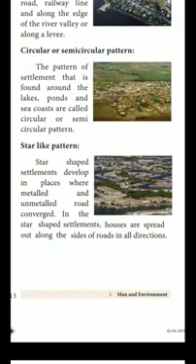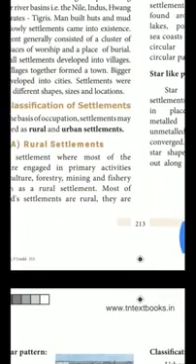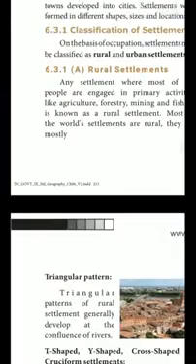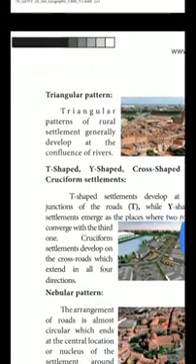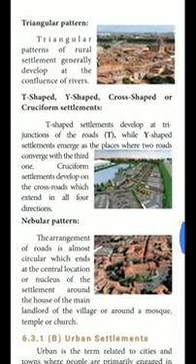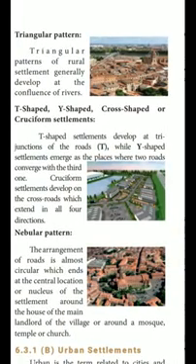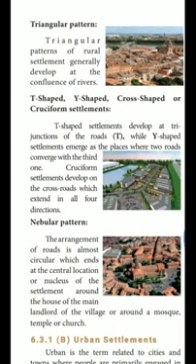Okay. So already I learned rectangular pattern, linear pattern, circular or semicircular pattern, star-like pattern, and next one, triangular pattern. What do you know about this triangular pattern? From this picture itself, you can understand it is in triangle shape. The triangular pattern of rural settlement generally developed at the confluence of rivers. It will be near the rivers.